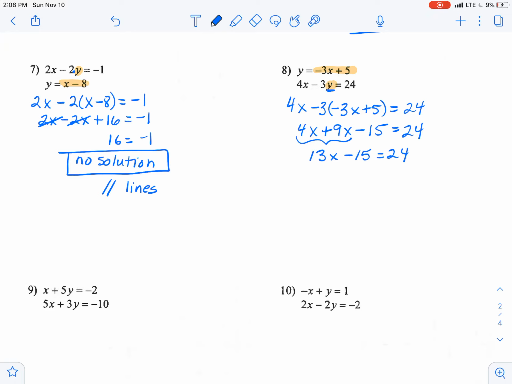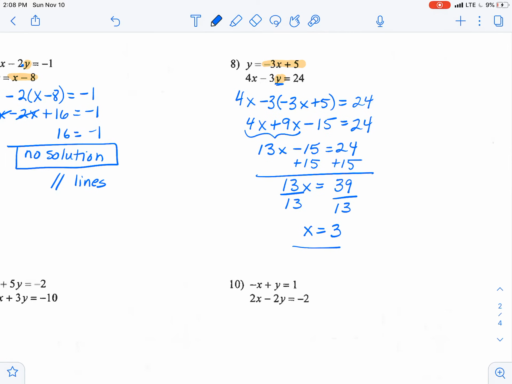Okay. I'm solving for the x, so I need to move the 15 over. Okay. And I'm going to divide both sides by 13. So x is 3. Again, that is just my x.